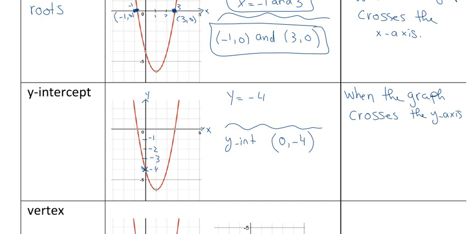Are we okay with this? So the x-intercept is when the graph crosses the x-axis. The y-intercept is when the graph crosses the y-axis.